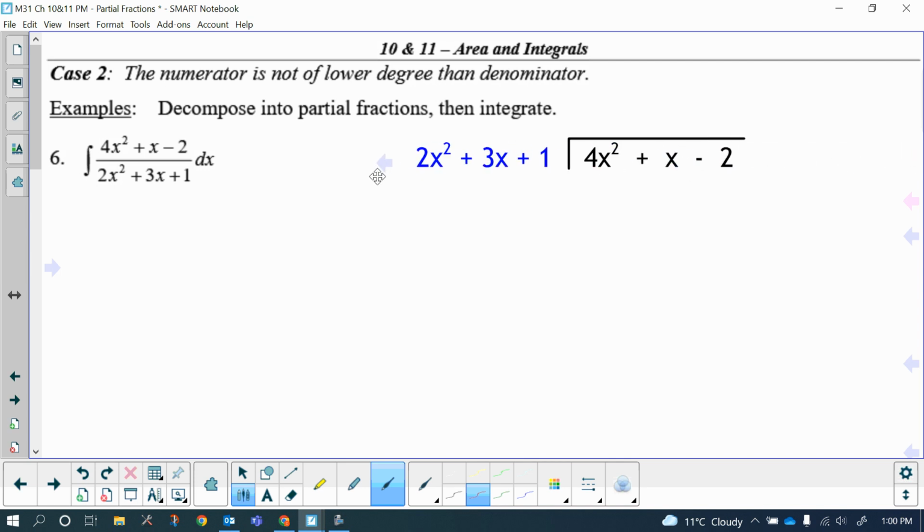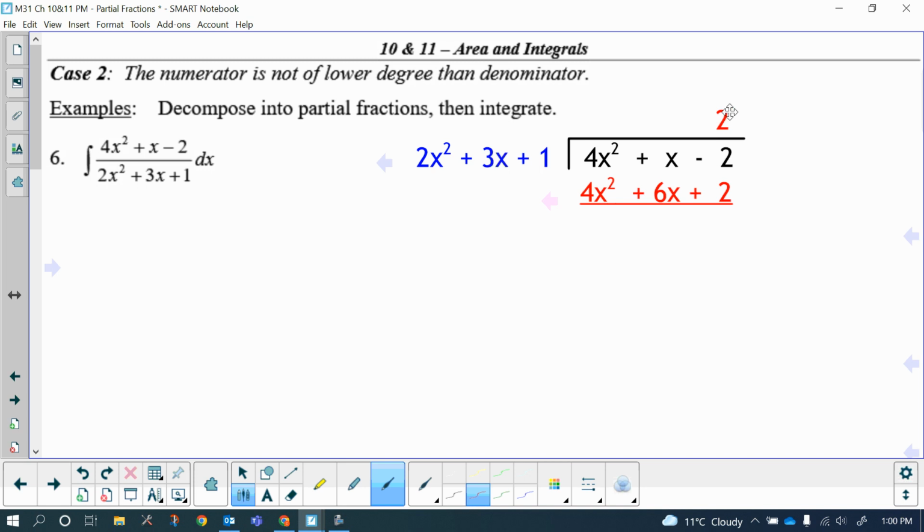So we will divide the denominator into the numerator. And you'll recall that what we do is we look at this first term only and we say, what do I multiply 2x squared by to get 4x squared? Well, the answer is 2.